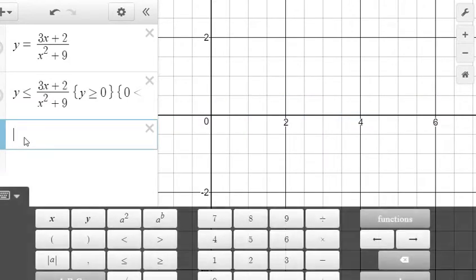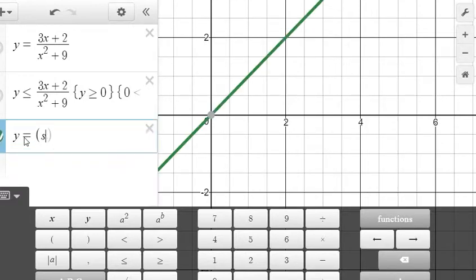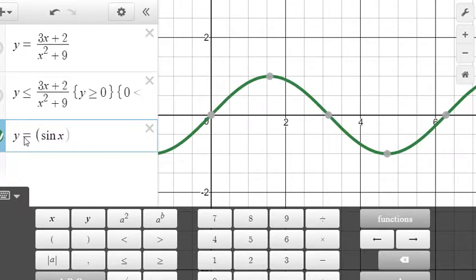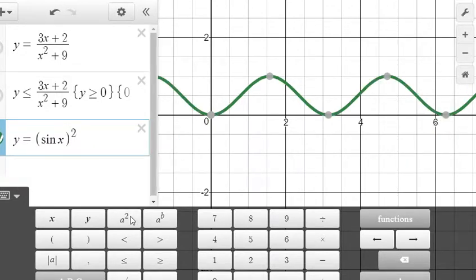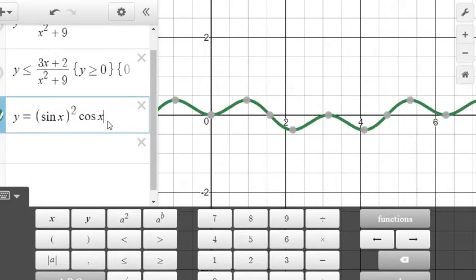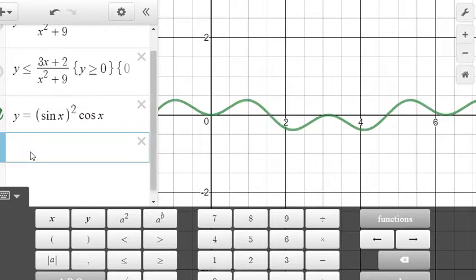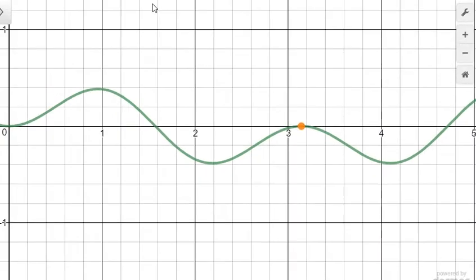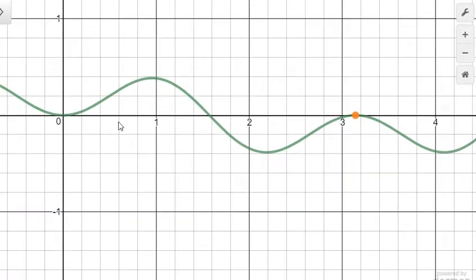So let's take a quick look at y equals sine of x squared times a cosine of x. Might help if I had an x there. There you go. So let's see, between 0 and, let's put pi on the map here, pi and 0. Okay. So what's going on that I'm getting a 0 when I do this? Can anyone tell me?